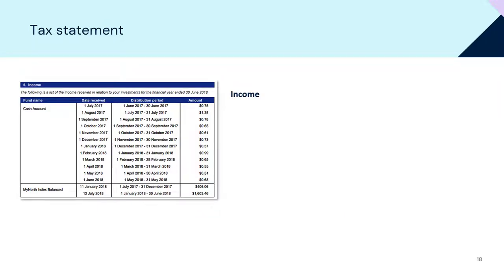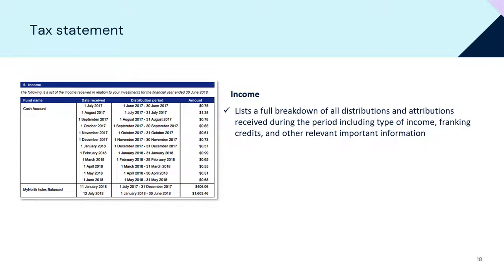Let's move on to section number 5, income. List a full breakdown of all distributions and attributions received during the period, including the type of income, franking credits, and other relevant important information. We will show you an example of how information reported here in the tax statement is not reflected in your client's annual statement in a few moments' time.